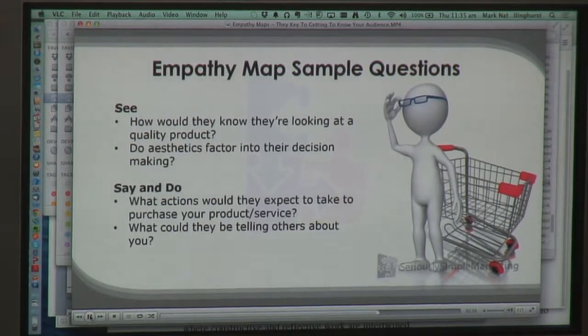We talked about that with hearing. When it comes to seeing, what do they look for in a quality product? How do they know something looks good? Do aesthetics even mean anything? They might not even care.